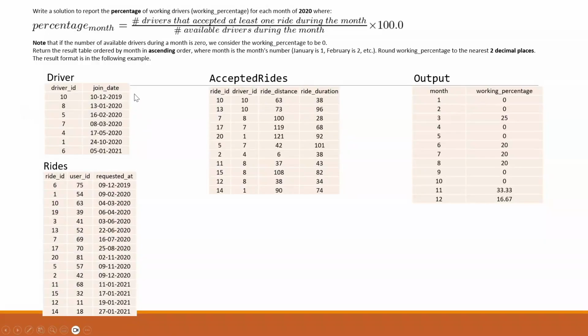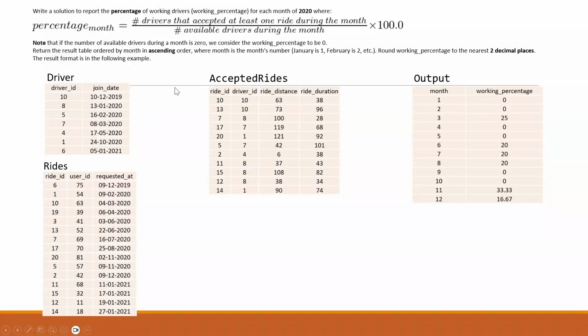So that's why I will take a running total of all the total drivers who joined on each of the month before that particular month, and that will give me the total active drivers on each of the month, right? So I hope it is clear, and that will give me the denominator.